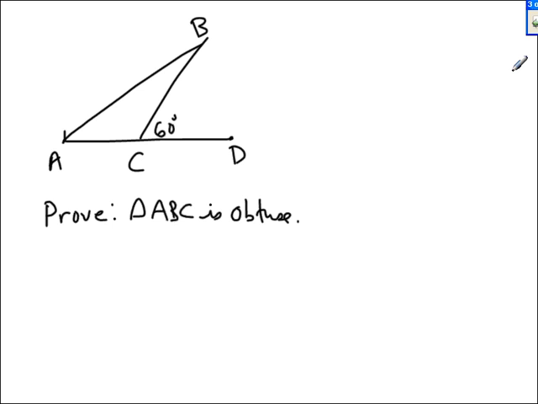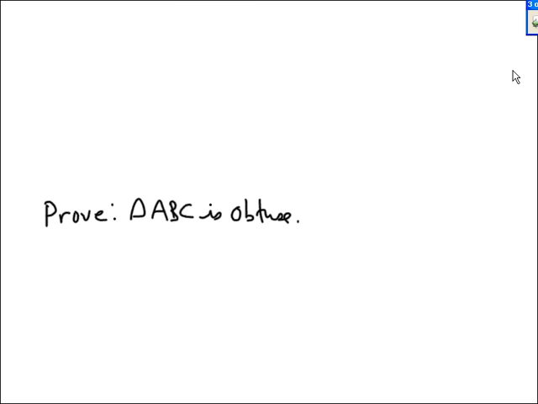Well, first, the concept or the logic is going to be that that big angle is 180 degrees. And if this part is 60, well, then the other part must be 120. And so triangle ABC has a 120-degree angle, making it obtuse. Okay, but we don't know that it's 120. All we're given is the 60-degree angle.